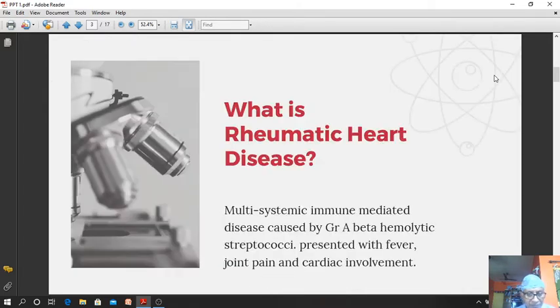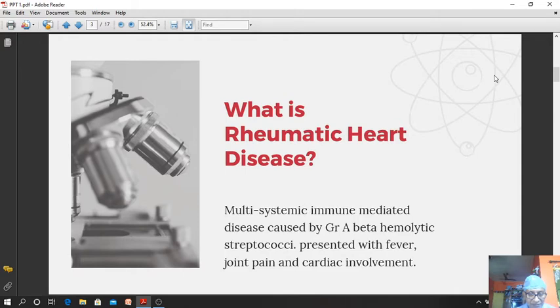Next, what is rheumatic heart disease? This is defined as a multisystemic immune-mediated disease caused by group A beta hemolytic streptococci, presenting with fever, joint pain and cardiac involvement. So, this is a post-infectious disease caused by bacteria through the immune-mediated pathway.